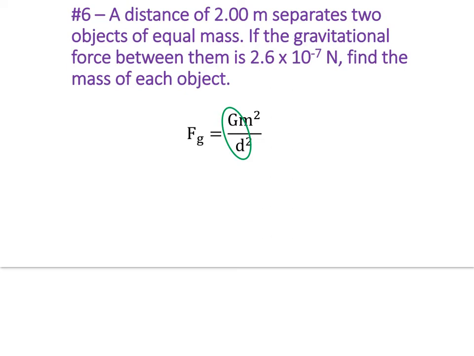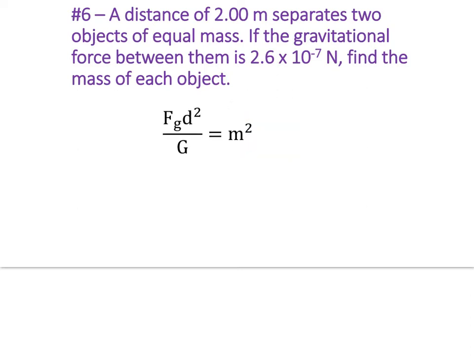So what that means is I want the big G and the d squared to go away. I want them to be on the other side of the equation. I do that by flipping my fraction over and multiplying it by both sides. On the right side of the equation, the G cancels, the d squared cancels, and I'm left just with mass squared. And then on the other side, Fg times d squared divided by big G.